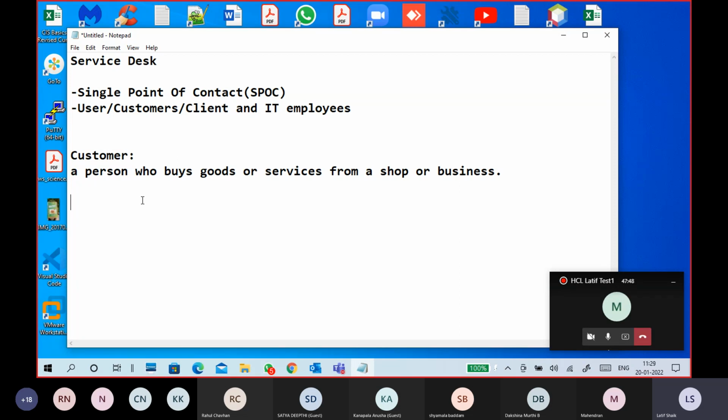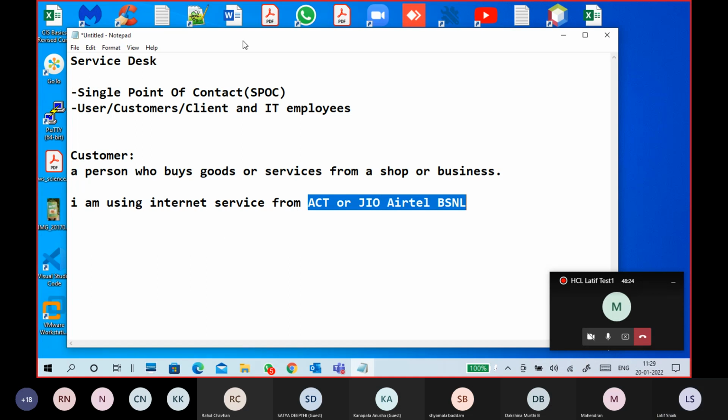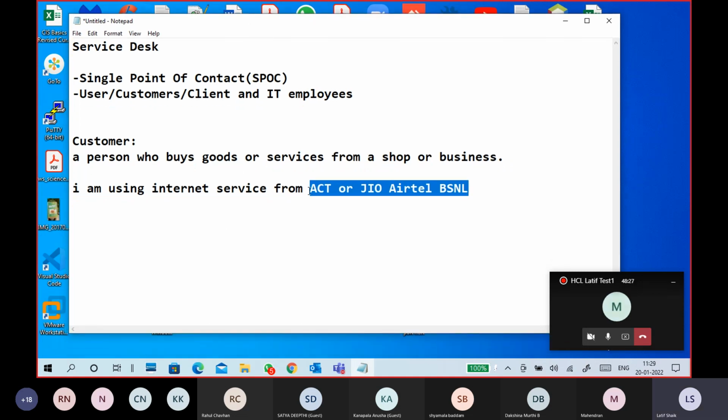So here I am telling you that I am using an internet service from ACT broadband, or you can say JIO broadband, or Airtel broadband, or BSNL broadband. So who am I? I am the customer, and these are the service providers.